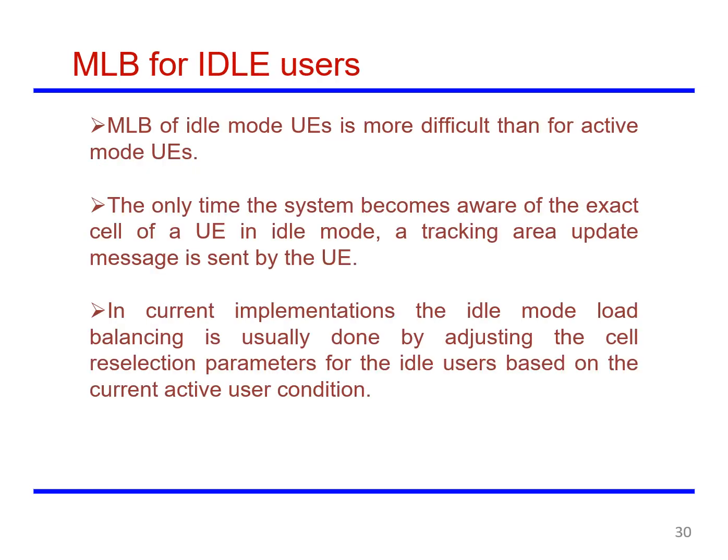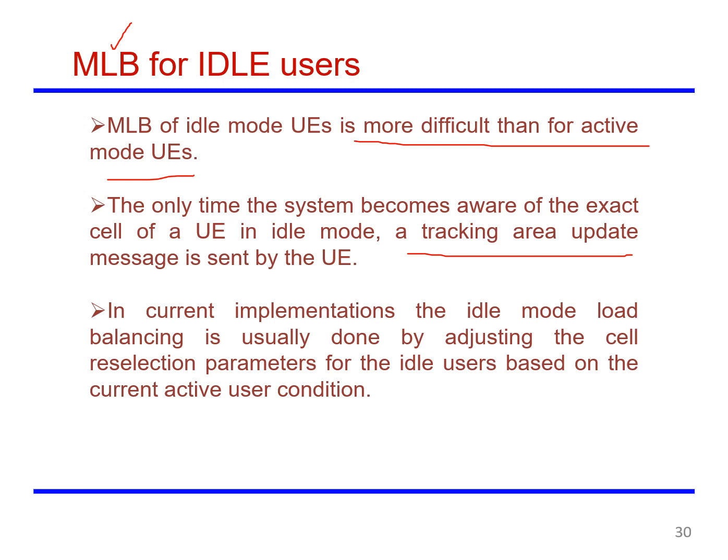Even the MLB feature is required for idle users. Idle users also require it, but this is a more difficult task than for active users, because idle user information will be known to the network only during the tracking area update. Only whenever the tracking area update message is sent by the UE is the network aware of the UE, whether it is in idle mode or in active mode.